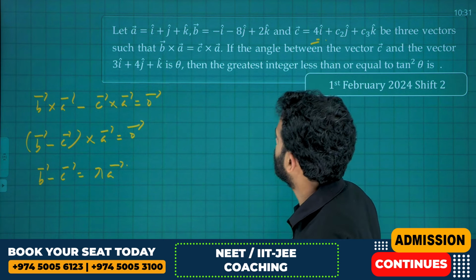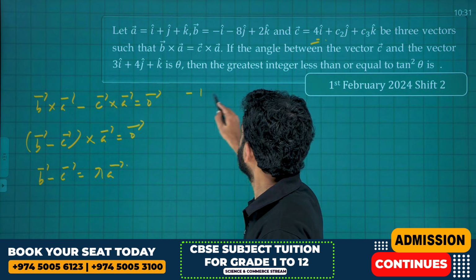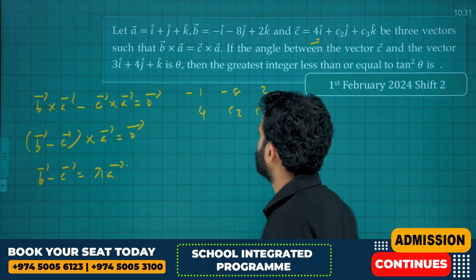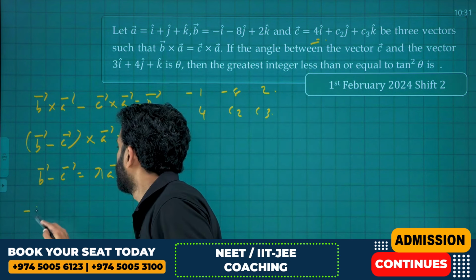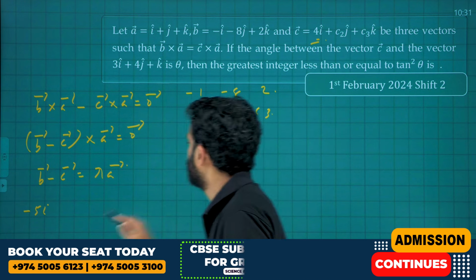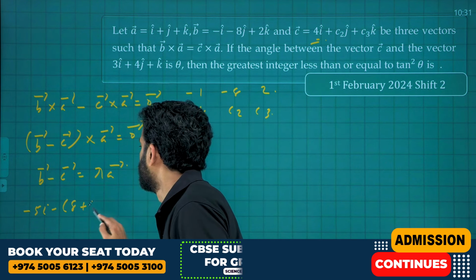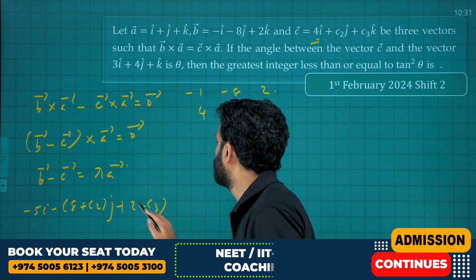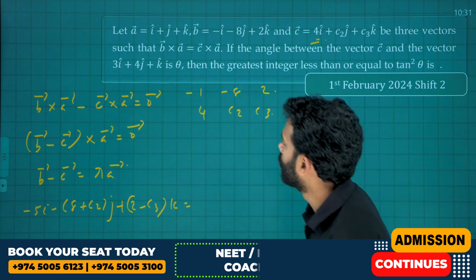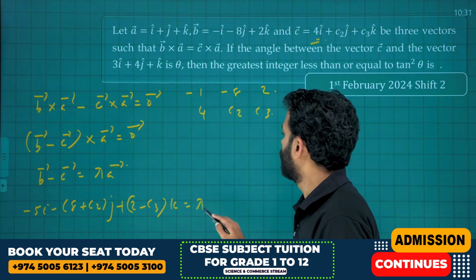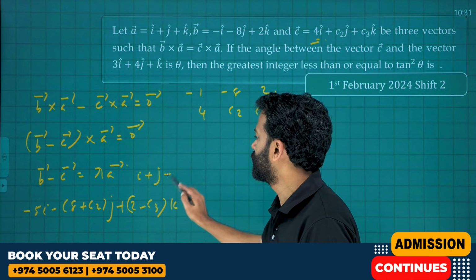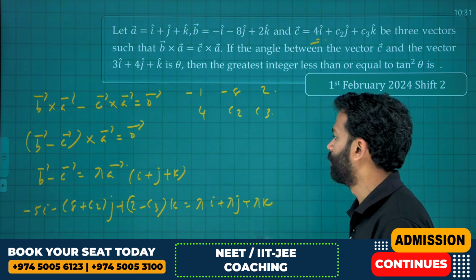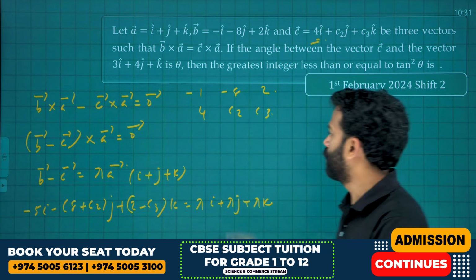And what is vector B minus vector C? Vector B is minus 1, minus 8, 2, and C is 4, C2, C3. So vector B minus vector C is minus 5i, minus of 8 plus C2 into j, and plus 2 minus C3 into k, which is equal to, what is lambda vector A? Lambda vector A is lambda i plus lambda j plus lambda k. Okay. So what is the value of lambda? Value of lambda is minus 5.